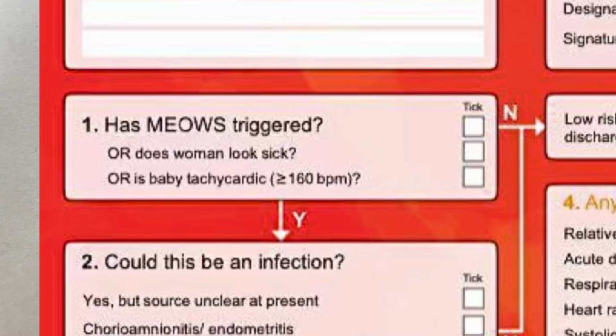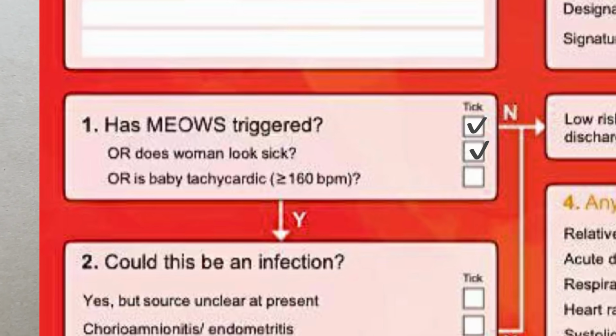So did MEOWS trigger? Let's say your MEOWS trigger, that is temperature rising, pulse rising, then you will want to take over here. The second one is saying, does woman look sick? Where would you find this? Also in your MEOWS chart. When you look down the bottom of your MEOWS chart, they will always indicate: does patient look well? Yes or no? Or patient looks unwell? Yes or no? If your patient looks unwell on your MEOWS chart, then that means that the woman looks sick. So you are happy to take this box.